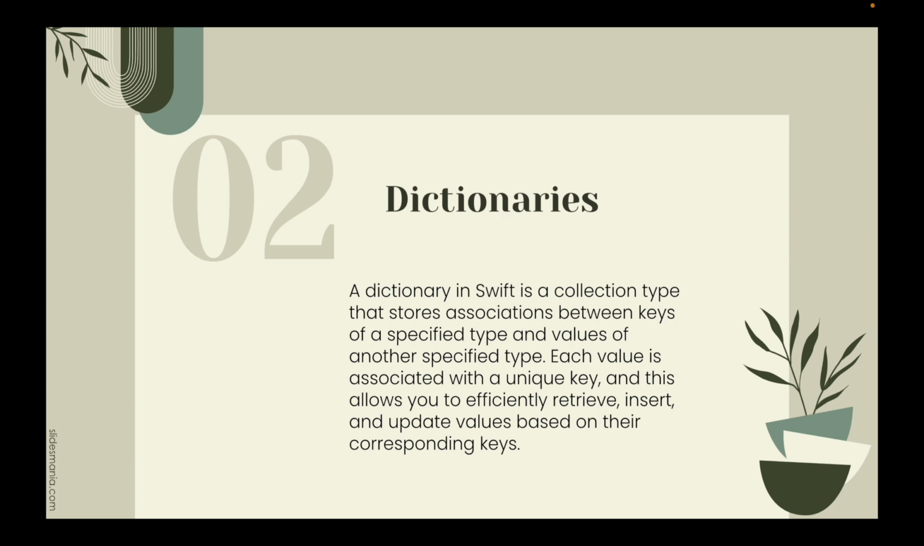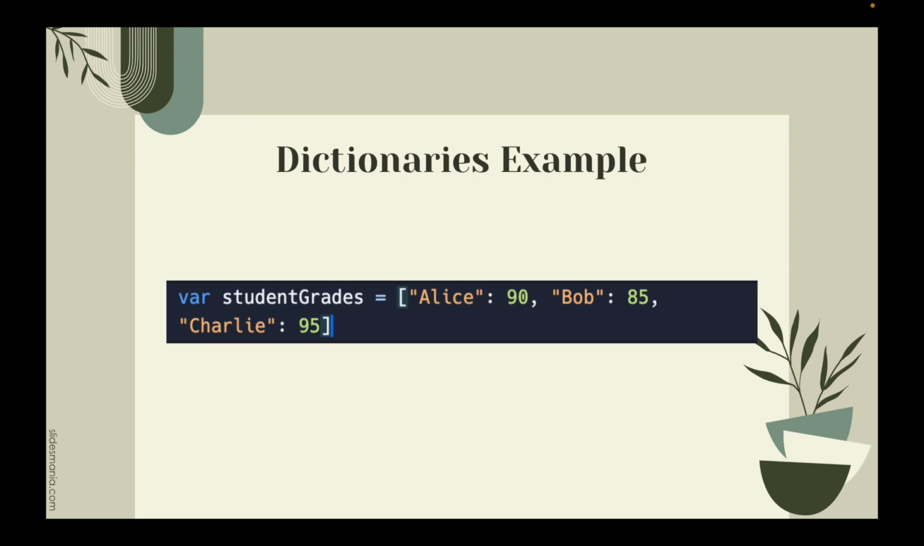So this might be a little confusing, but looking at this example here, we see that we have a variable called student grades, and for dictionaries, we also use square brackets in Swift. We have a string called Alice in double quotes, and then outside of the double quotes we have a colon, and then we have a number 90, and then a comma, and then that same kind of setup, but with different names and different numbers, of course, over and over again.